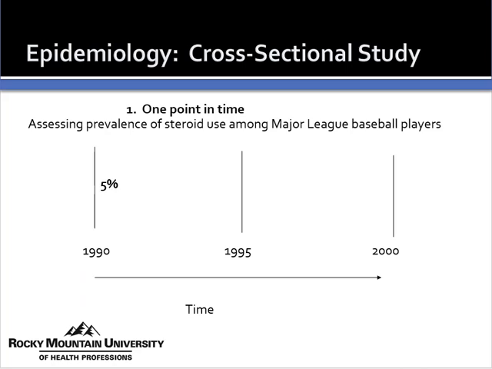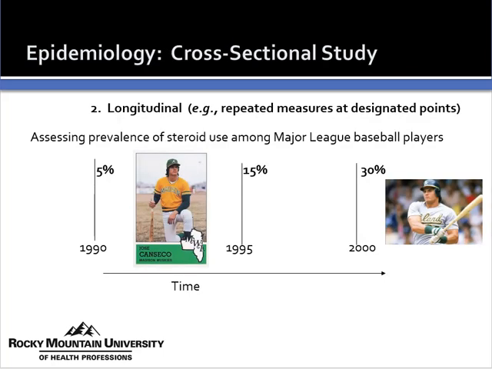So, cross-sectional example, I think I get a kick out of this one. This is all made up data. If you're a baseball fan, over time, especially in the 90s, steroid use became a big thing. So assessing prevalence of steroid use among Major League Baseball players, let's say in 1990, it was 5% of the population. Well, a serial cross-sectional study or a longitudinal or repeated measures would then illustrate changes. And so maybe, again, all made up data, 1995, that increased to 15%, and by 2000, it was 30%.